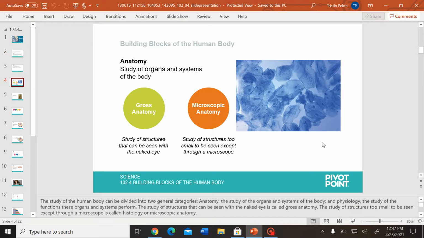Now, the study of the human body can be divided into two general categories. We have our anatomy, or the study of organs and systems of the body, and also physiology, the study of the functions those organs and the systems perform. The study of the structures that can be seen with the naked eye is called gross anatomy. However, the study of the structures too small to be seen is going to be focusing on microscopic anatomy. We would see this more so through a microscope.